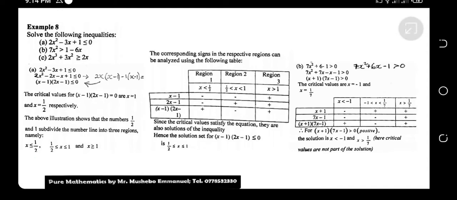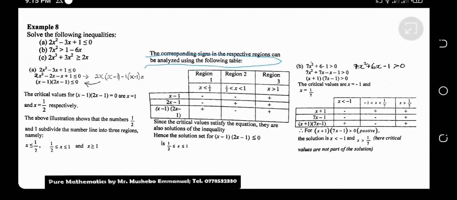The second range is from a half up to 1, that is a half less than x less than 1. Then the last one is x greater than or equal to 1. So here we have three ranges of values of x. And with these, we are going to go to the table so that we test for the signs to come up with the correct range of x values.